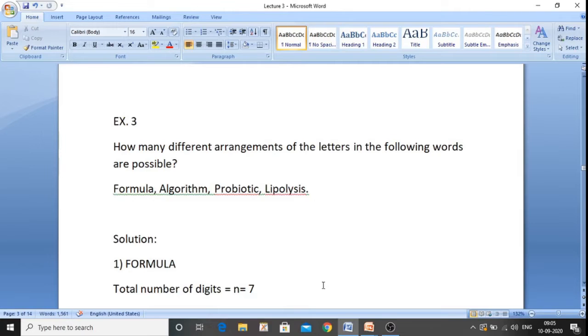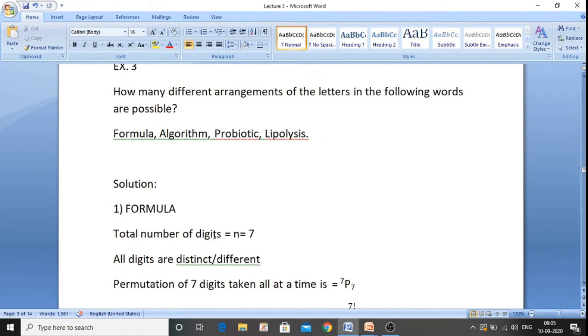See the next example. How many different arrangements of the letters in the word are possible? The words are algorithm, formula, probiotic and lipolysis. Now consider the first one, that is formula. Now the total number of letters in this word is 1, 2, 3, 4, 5, 6 and 7. So the total number of letters, that is n, is equal to 7.